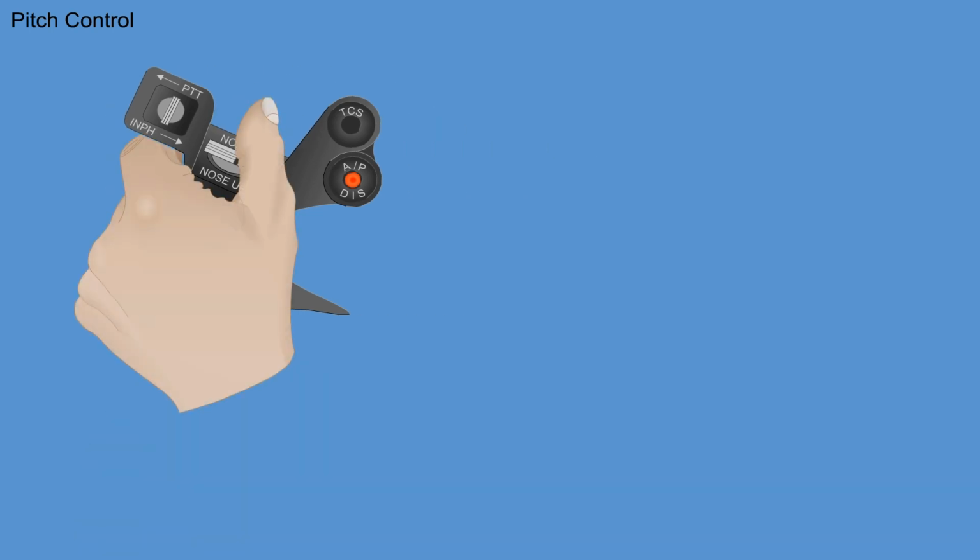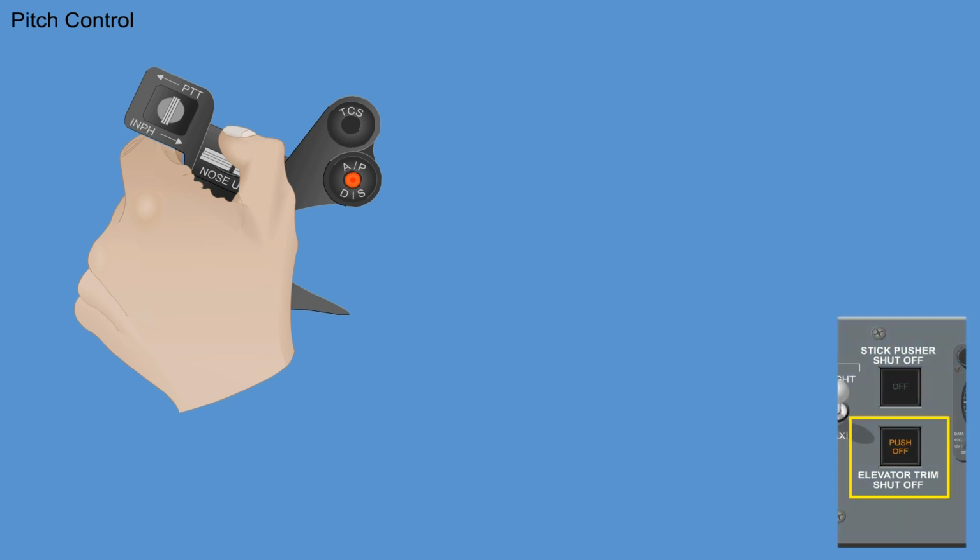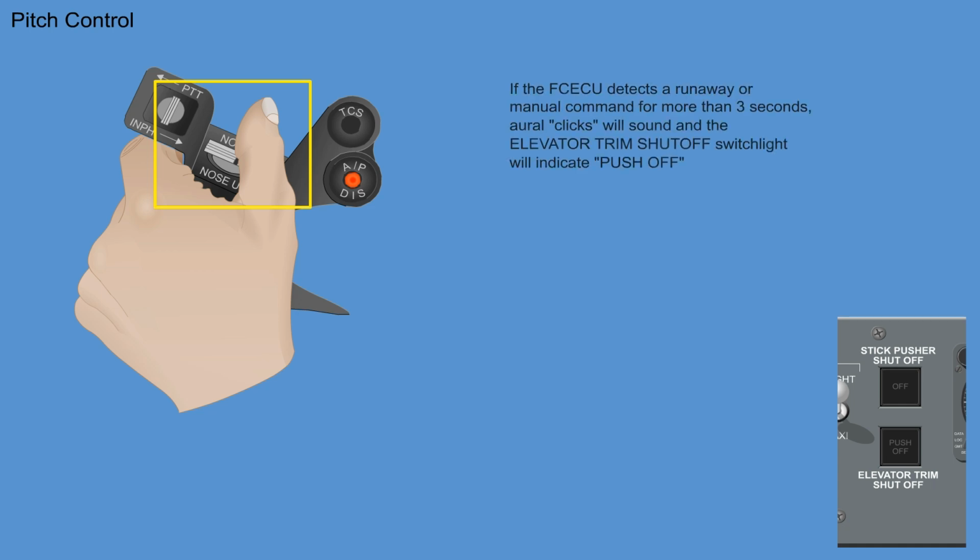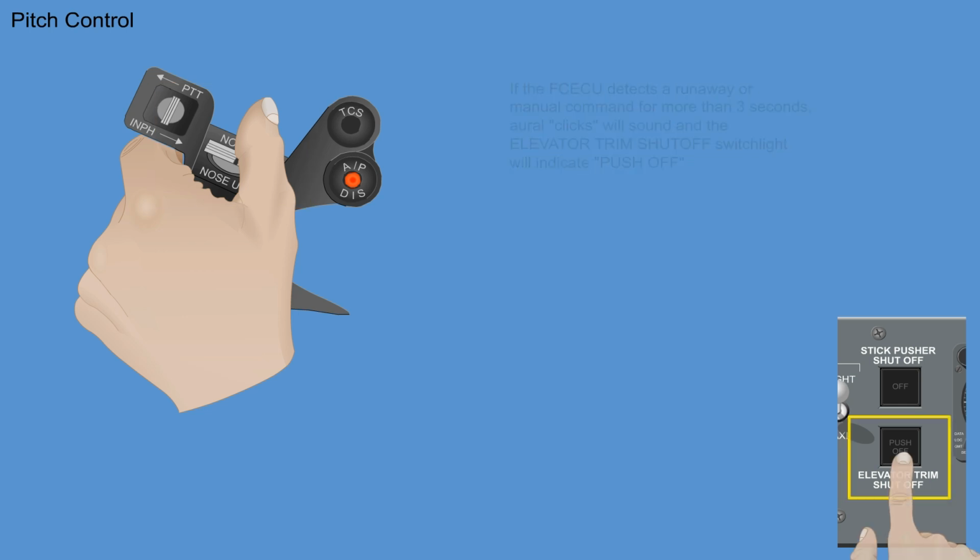Whenever the Flight Control Electronic Control Unit detects that manual pitch trim command persists for longer than 3 seconds, an RL warning sounds and the elevator trim push-off switch light on the glare shield panel illuminates. The RL warning will stop, and the elevator trim push-off switch light will extinguish when the pitch trim command is removed or the switch light is pressed. Pressing the switch light will deactivate the elevator trim.